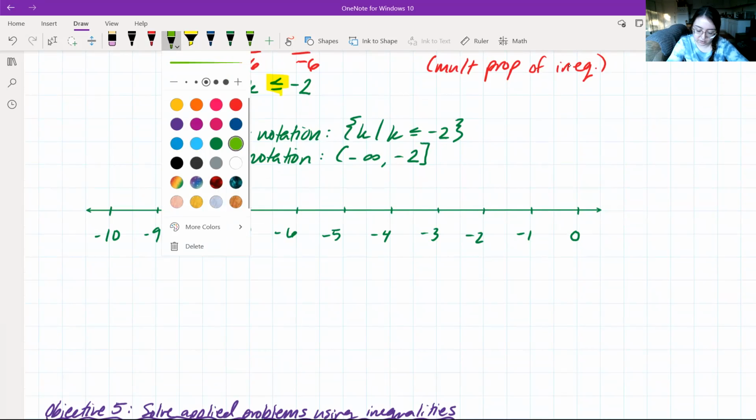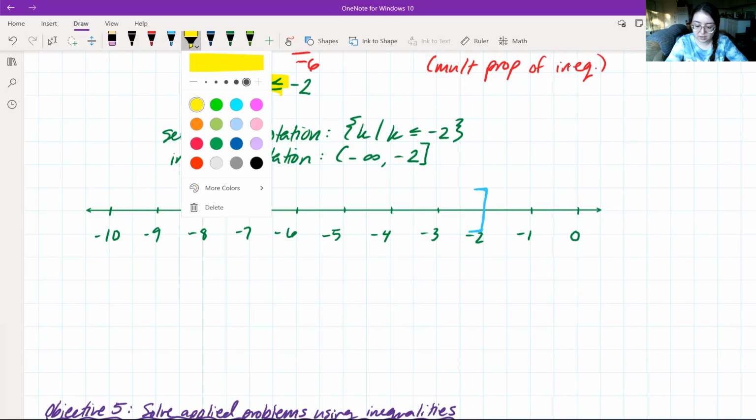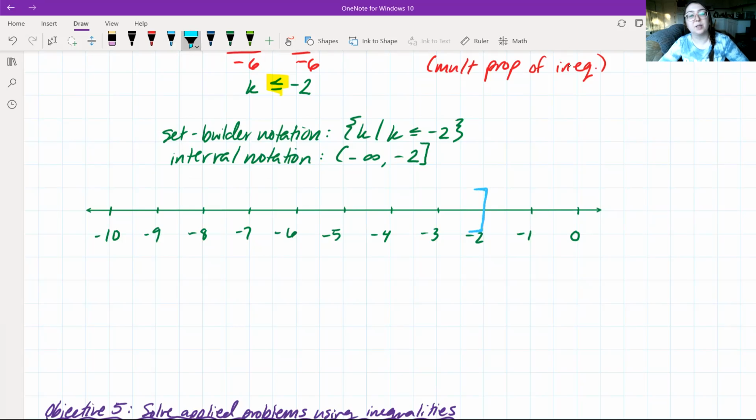Let's go with, we'll do blue again. So we have a square bracket at negative 2, which means that on our number line, we will also have a square bracket. And we want it again to be including values less than negative 2. So we're going to face it in this direction. Then we want to include values less than negative 2. So we're including these negative 3, negative 4, negative 5, all the way to negative infinity.